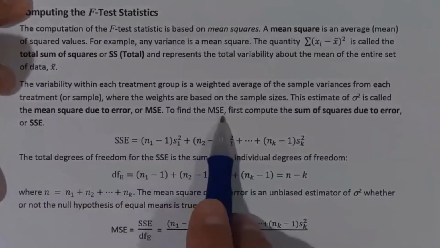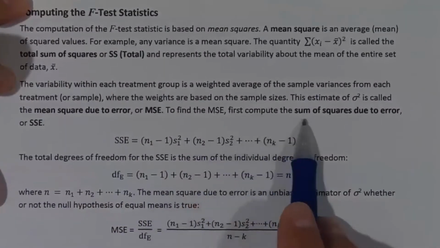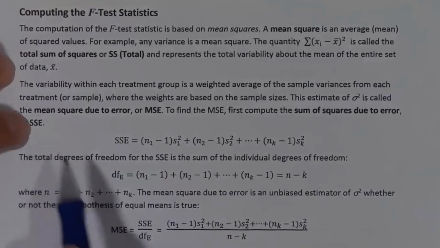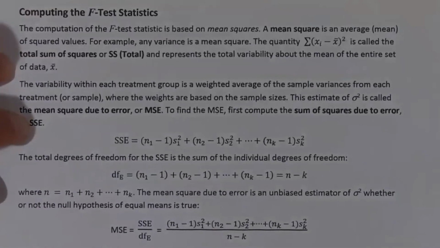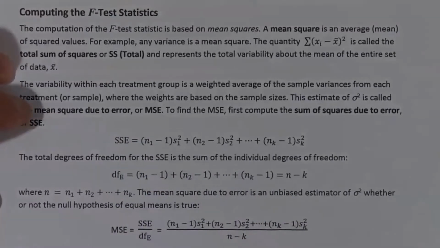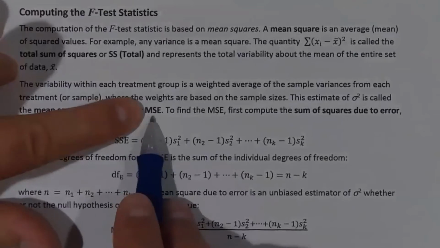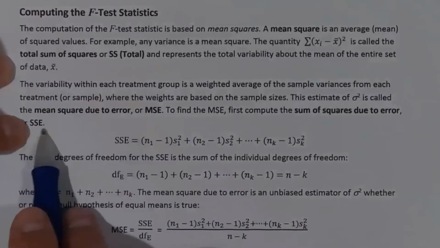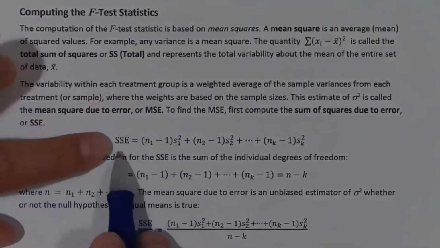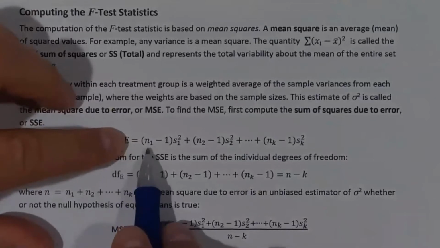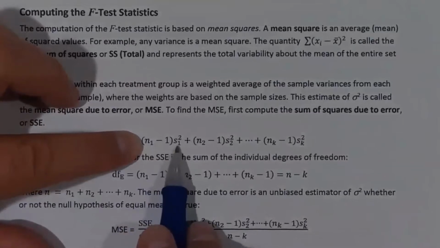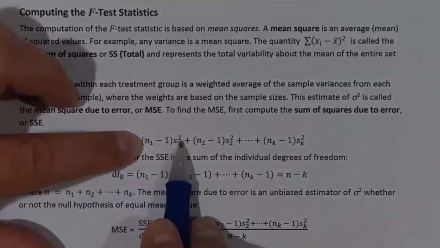To find the mean square due to error, the MSE, first compute the sum of the squares due to error, or the SSE. Now this sounds very complicated. It's really not. Basically, we're going to be finding a weighted average. So the first thing we have to do is find the mean squares due to error, and in order to do that, we need to find the sum of the squares due to error. To find the sum of the squares due to error, we take the sample size minus 1, that's the degrees of freedom, times the sample variance, which is the standard deviation squared.